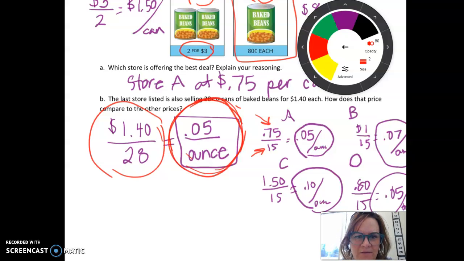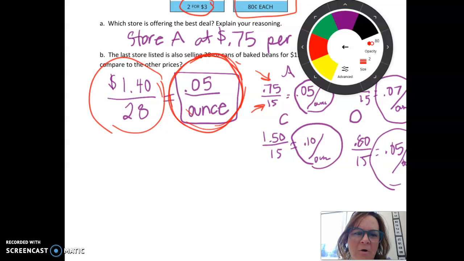So store A is also 5 cents an ounce, because 75 cents divided by 15 ounces is 5 cents. Store B is 7 cents an ounce, so that's more expensive. Store C is 10 cents an ounce, that's even more expensive. And then store D is also about 5 cents an ounce.